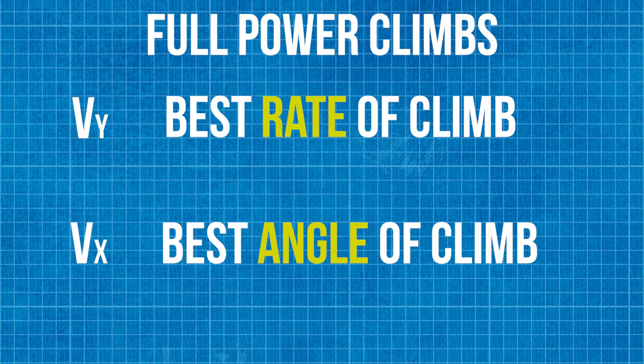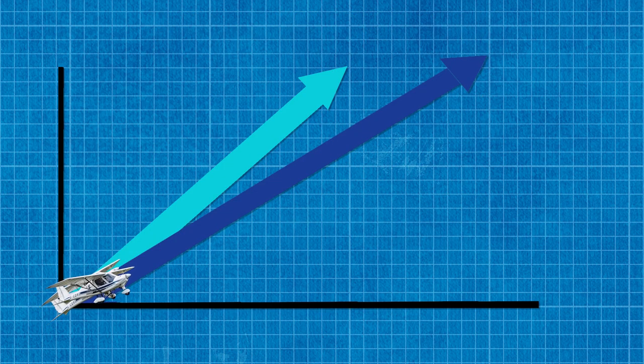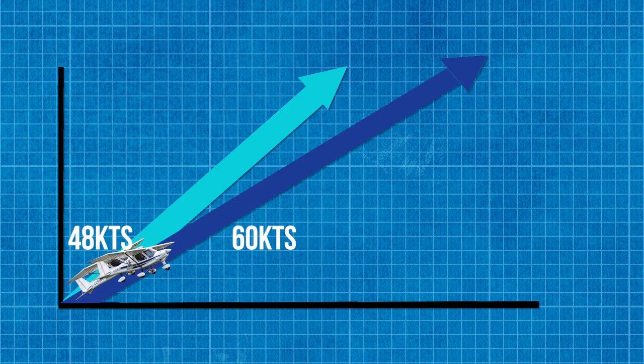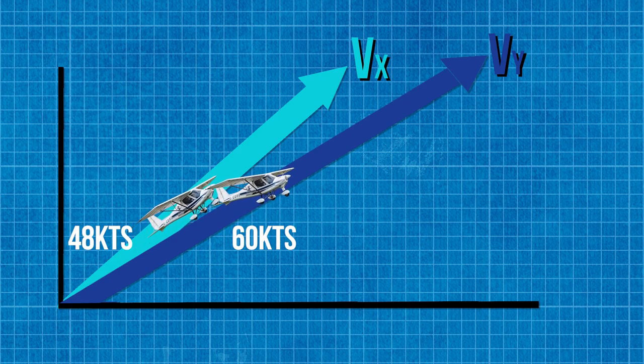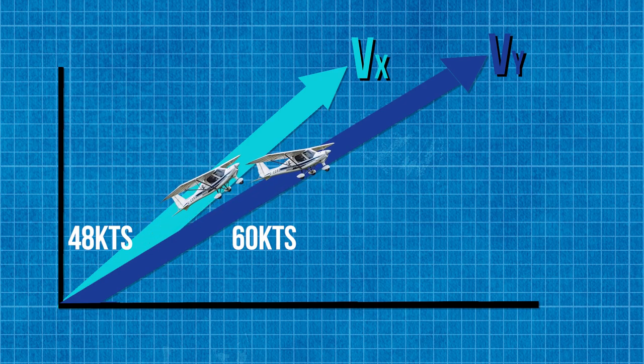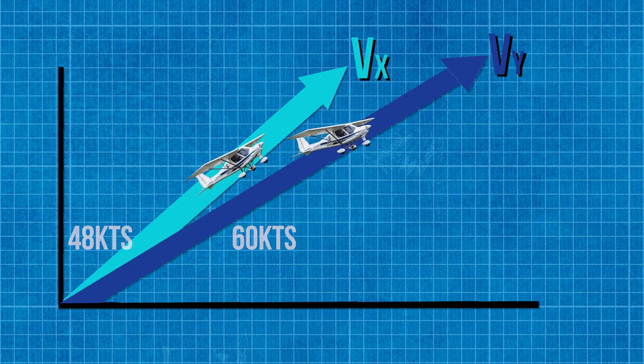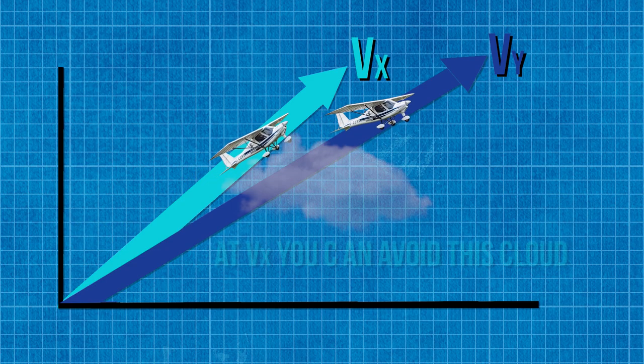Now, let's look at these on a graph. What we will do is imagine that both of the arrows on the graph you will see will represent 1 minute of flight time. VX is at a much steeper angle, however VY gets you higher in the time that we have.